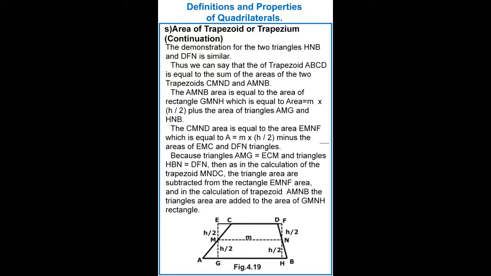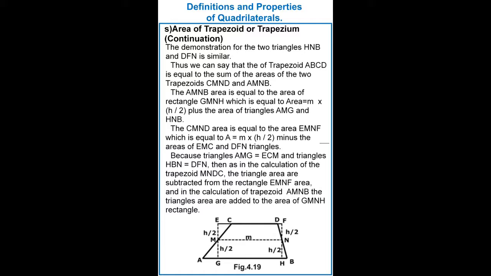In this slide, a demonstration for the two triangles DFN and HNB is done in a similar way to that presented in the previous slide for triangles EMC and AMG. Therefore, we can say that the area of the trapezoid quadrilateral ABDC is equal to the sum of the areas of the two quadrilaterals trapezium CMND and AMNB.